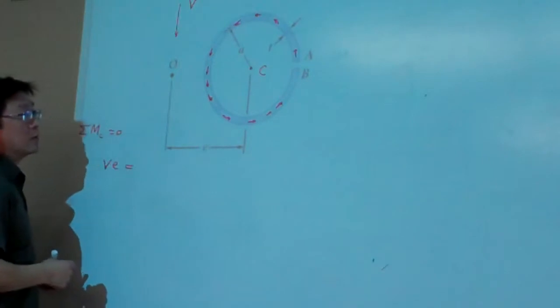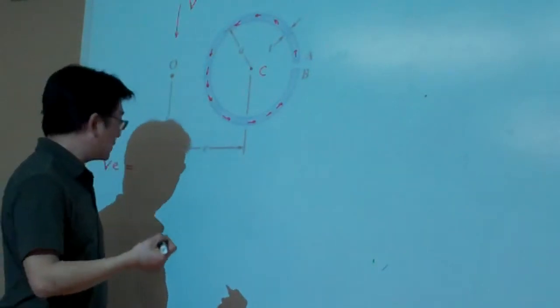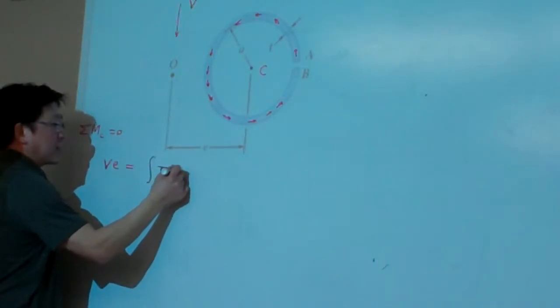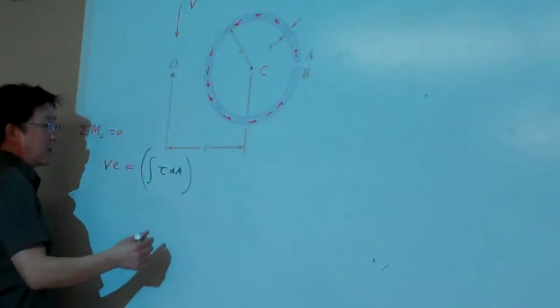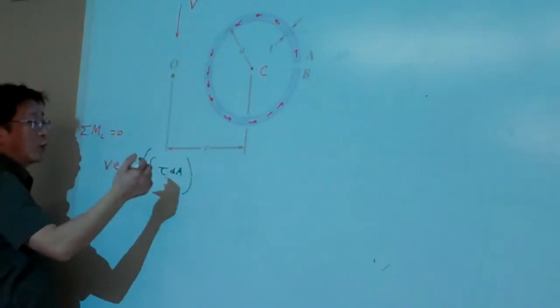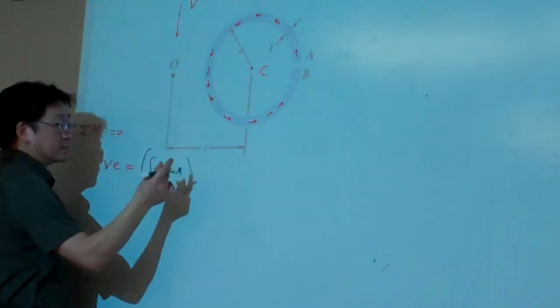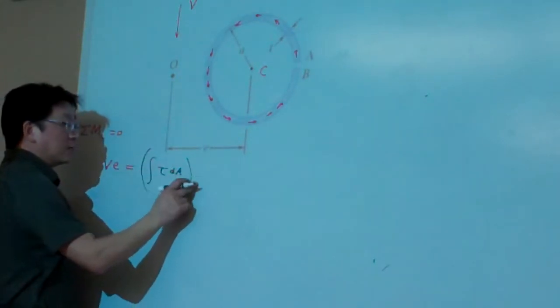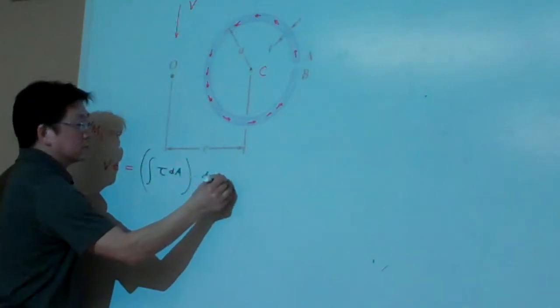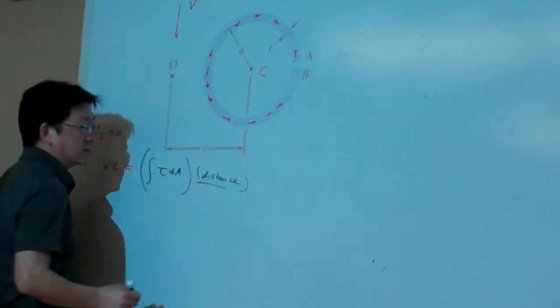Okay, so now we have this one, then we simply calculate. So that will be equal to tau dA, that is the total force, multiplied with whatever the distance. Okay, the concept is like this.